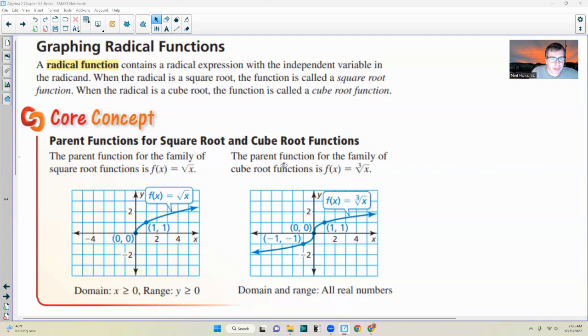The parent function for the family of cube root functions is f of x equals the cube root of x. And when we graph that, it looks like this. Therefore, this is a function, and the domain is all real numbers. The range is also all real numbers because it does not map any x's to the same y. So there are the parents of square root and cube root of x.